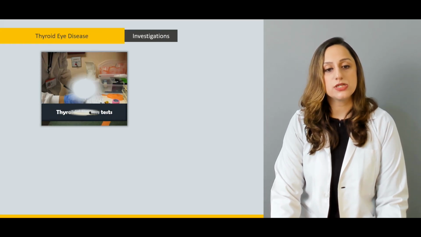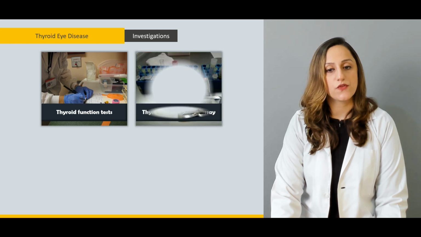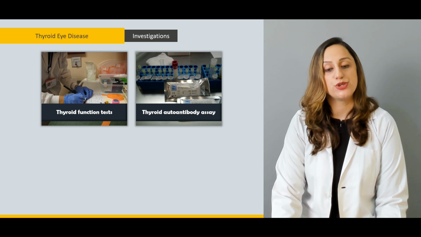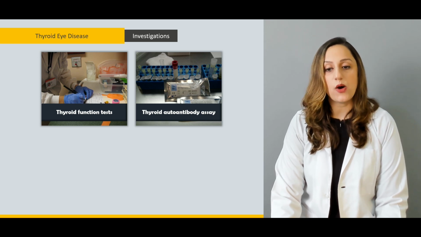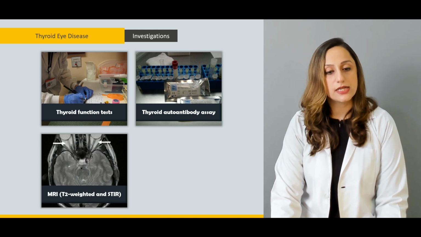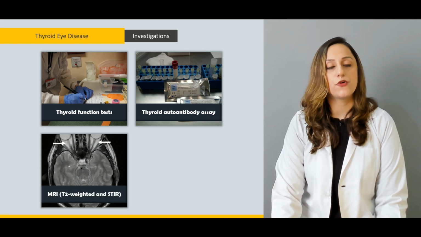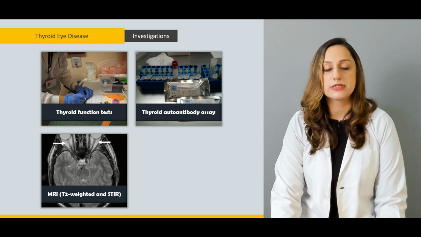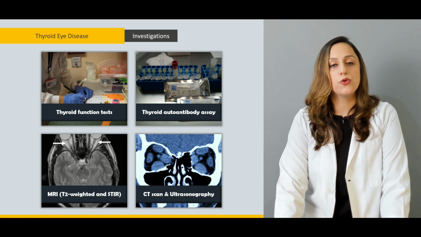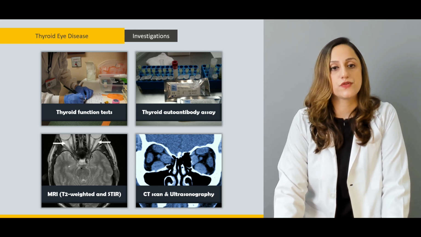The investigations would include the thyroid function tests, of course, just to evaluate whether the patient is hyper or hypothyroid or euthyroid. The thyroid autoantibody assays are done. The MRIs are done just to distinguish it from any sorts of tumorous masses being located over there. CT scans and ultrasonography also further clear the picture for the patients.